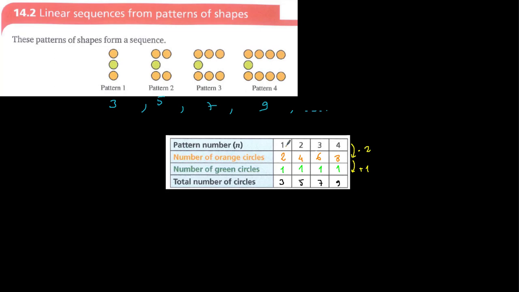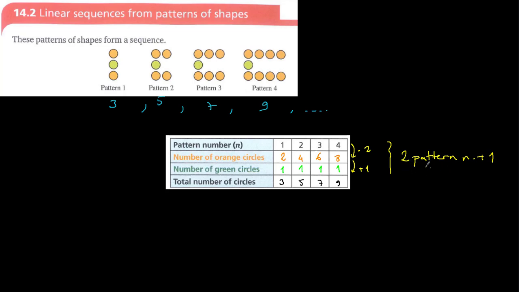So 1 times 2 plus 1 is equal to 3. 2 times 2 is equal to 4, then plus 1, it's 5. 3 times 2 is equal to 6, plus 1, that's equal to 7. So if we summarize at the end, 2 times the pattern number plus 1 is the formula.